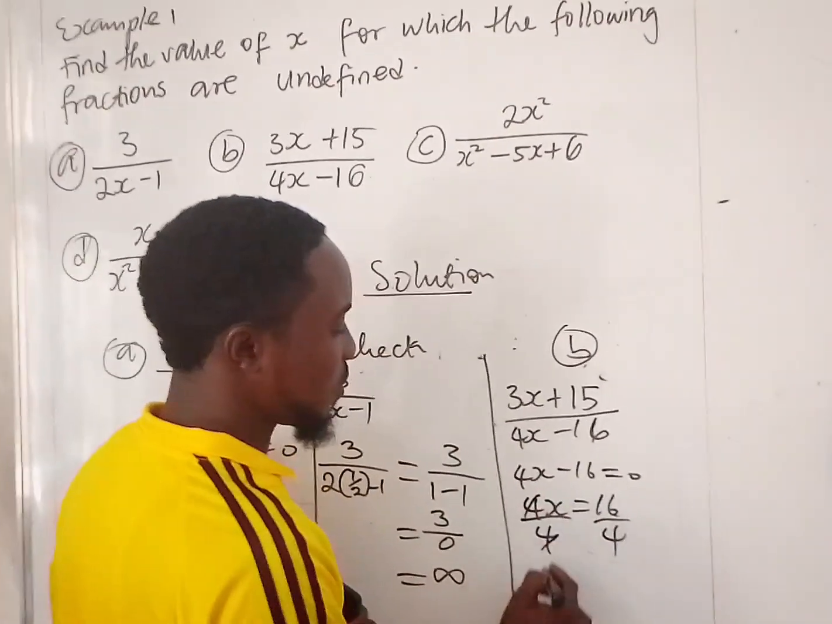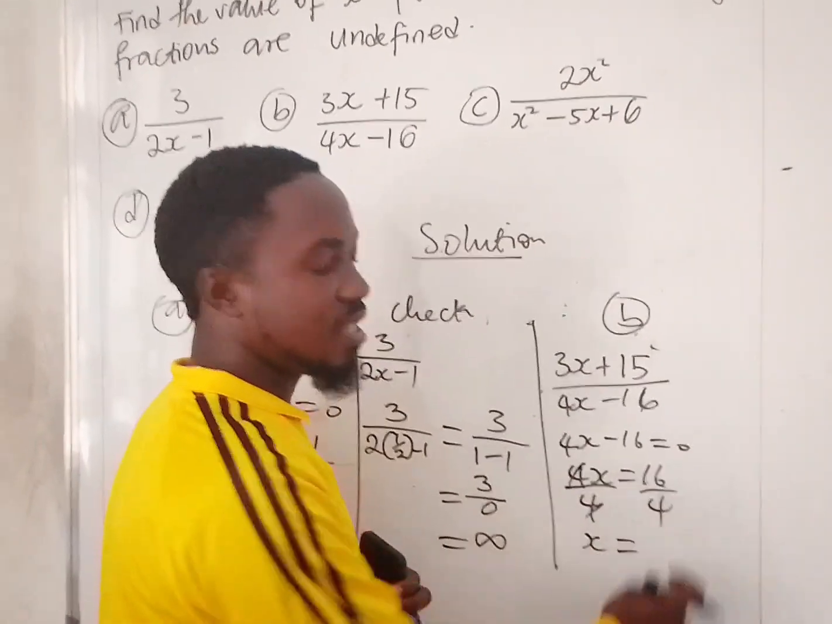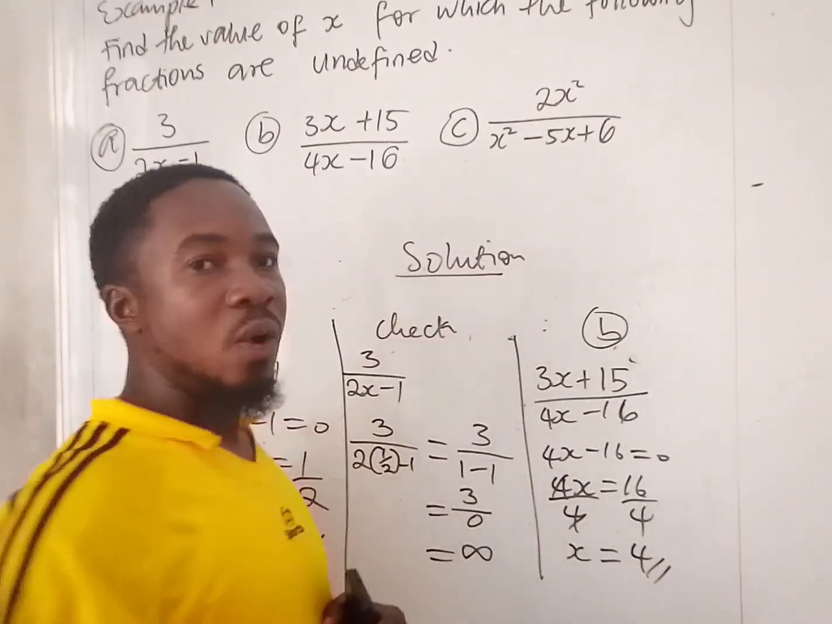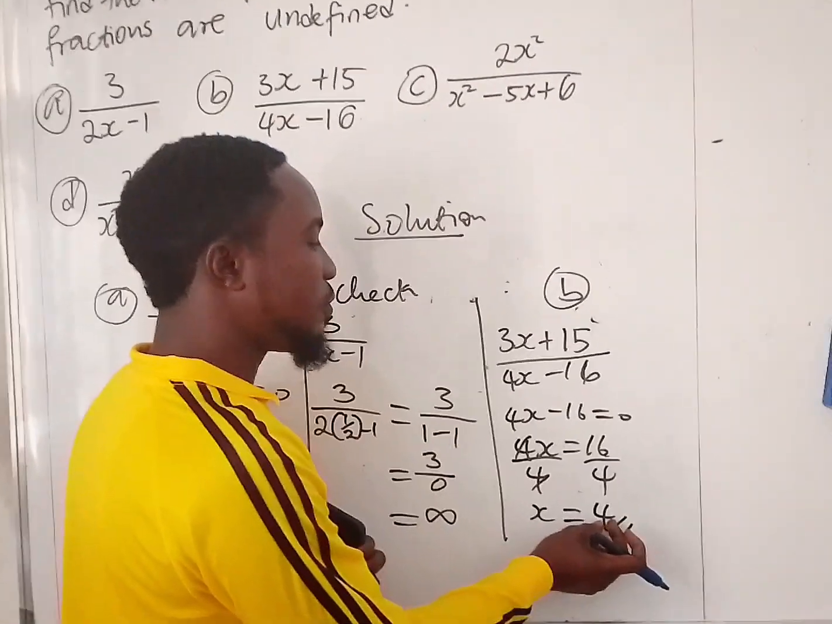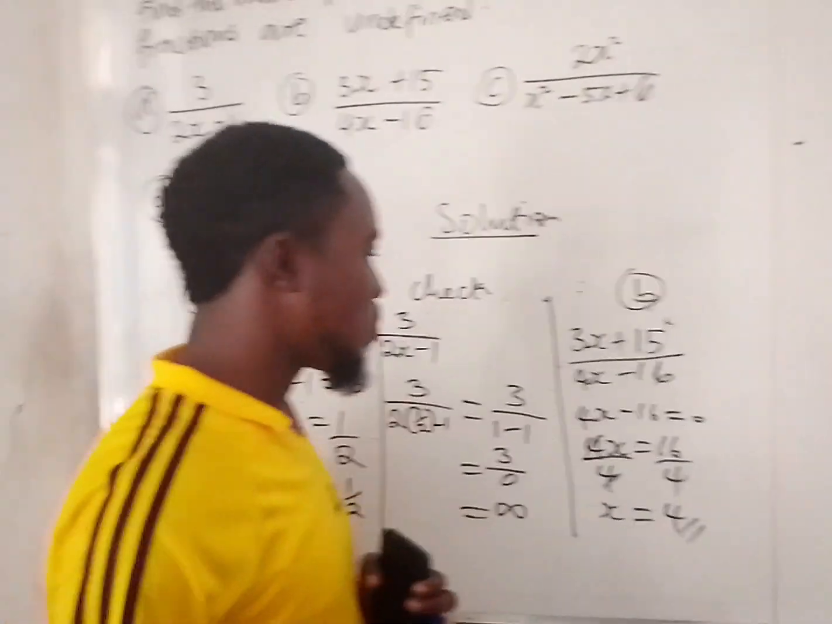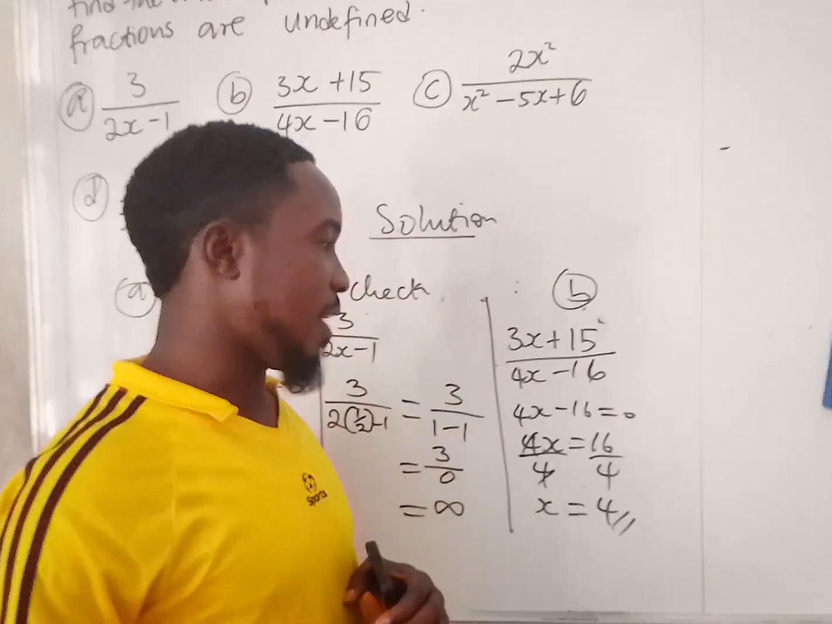Divided by 4, this goes with this. So x is equal to 16 divided by 4, exactly, 4. So, whenever we substitute the value of 4 into this particular fraction, it will give us an undefined fraction.